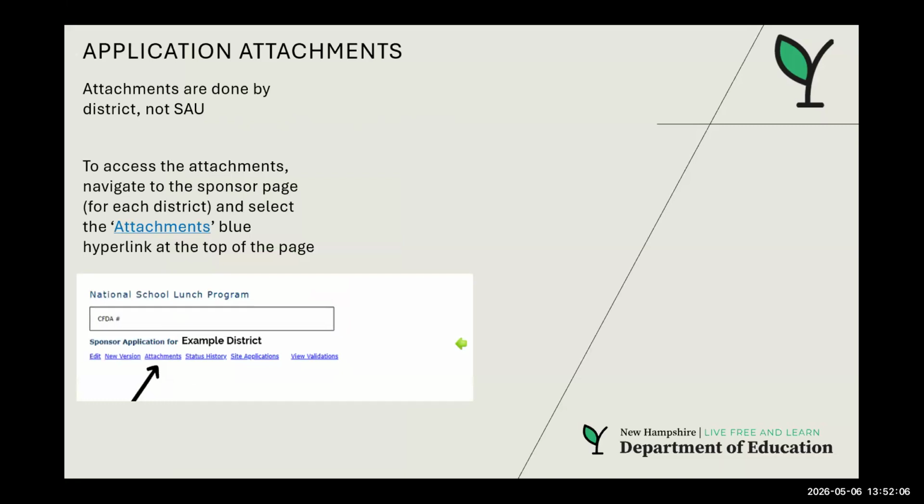So just like school year 25-26, all applications must be done by district, not by SAU. So to access the attachments on the NSLP application in My NHDOE, you're going to navigate to the sponsor page for each district and select the attachments blue hyperlink at the top of the page. You'll see that in the screenshot on the slide right here. So this will bring you to where you'll be uploading all of the attachments.